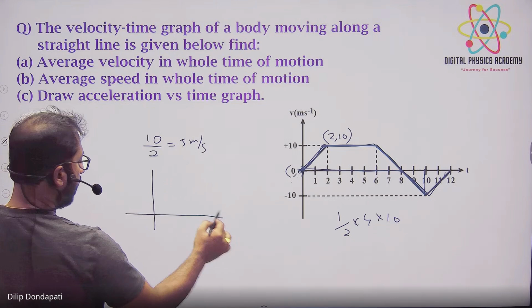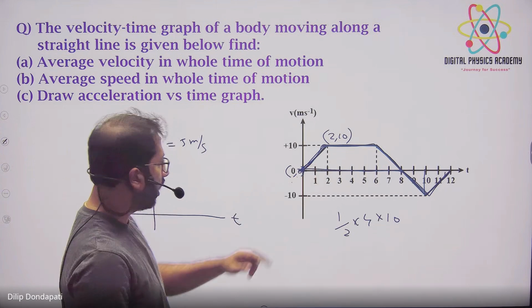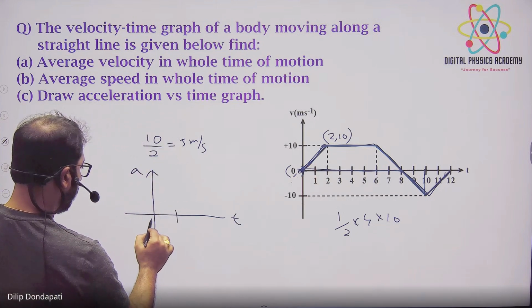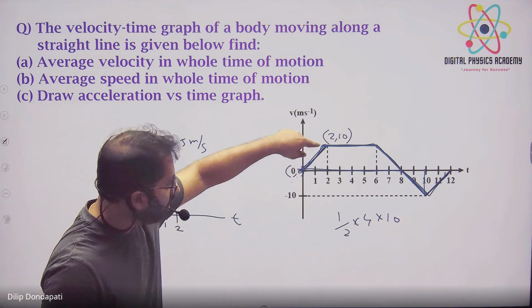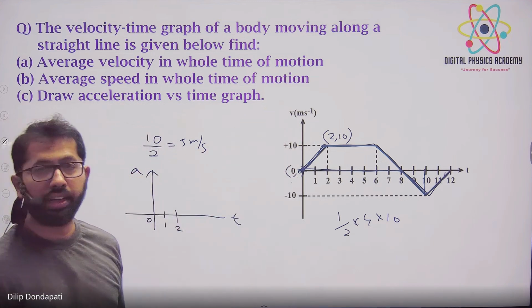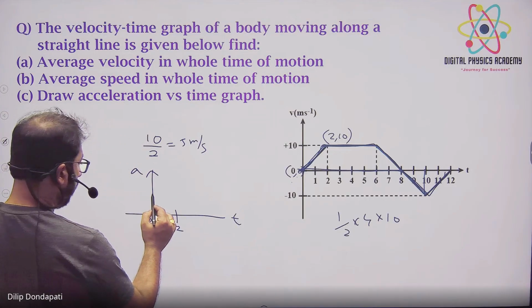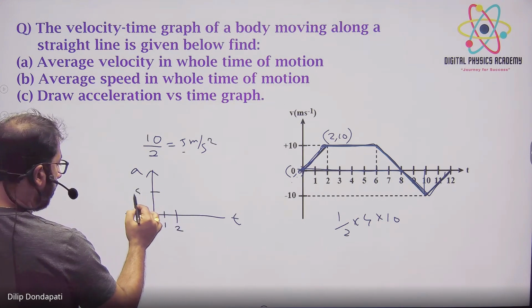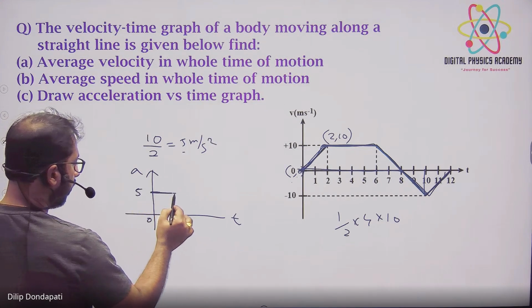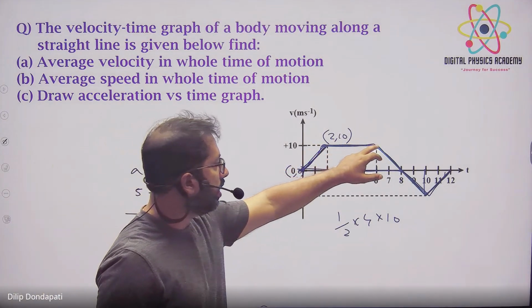When I'm trying to find acceleration versus time, from 0 to 2 seconds, is the slope constant or varying? Constant slope, and it is 5 meters per second square. So from here to here, the graph is a constant 5.